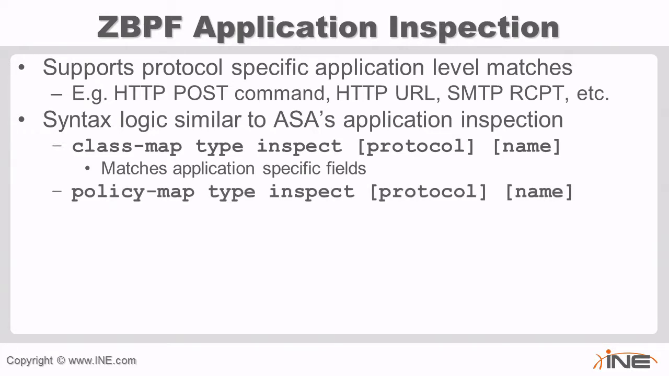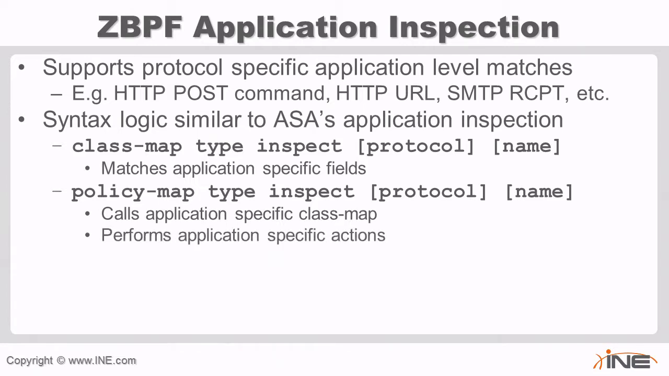Once we have classified the individual application match we're trying to use, the next thing is that we're going to determine what we actually want to do with the traffic. And that's going to be accomplished with the policy map type inspect. But again, here, this is going to be a layer 7 policy map that is specific to that individual protocol. So from the application policy map, we're going to be calling the application-specific class map and then performing our individual application-specific actions. So we'll see that a policy map of type inspect for HTTP would have different potential actions than a policy map type inspect for SMTP or for POP3.